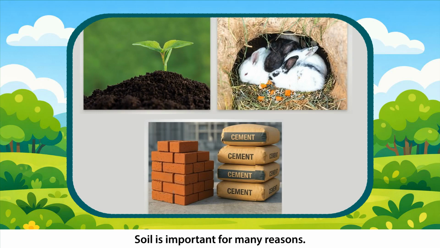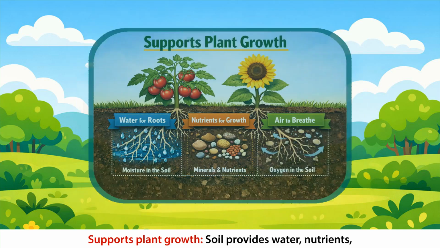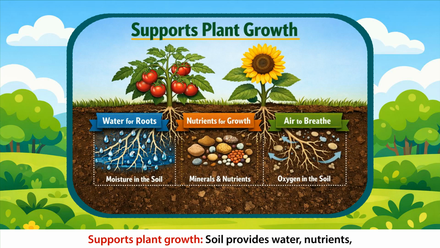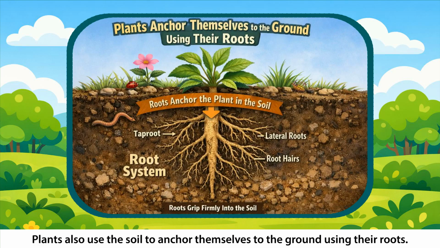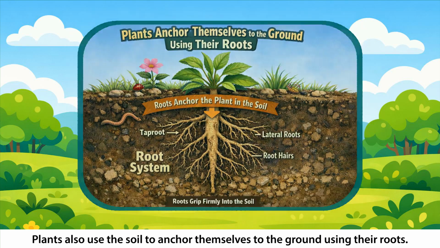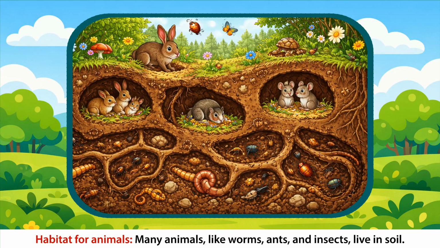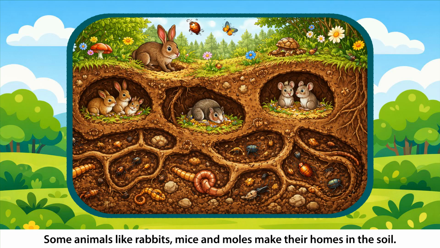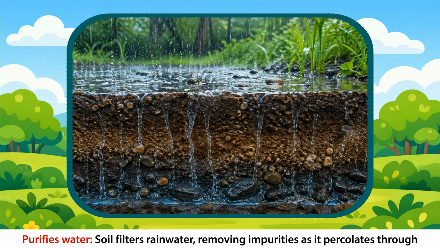Importance of soil. Soil is important for many reasons. Some of them are given below. Supports plant growth. Soil provides water, nutrients, and air to the roots of the plants, helping them grow. Plants also use the soil to anchor themselves to the ground using their roots. Habitat for animals. Many animals like worms, ants, and insects live in soil. Some animals like rabbits, mice, and moles make their homes in the soil.